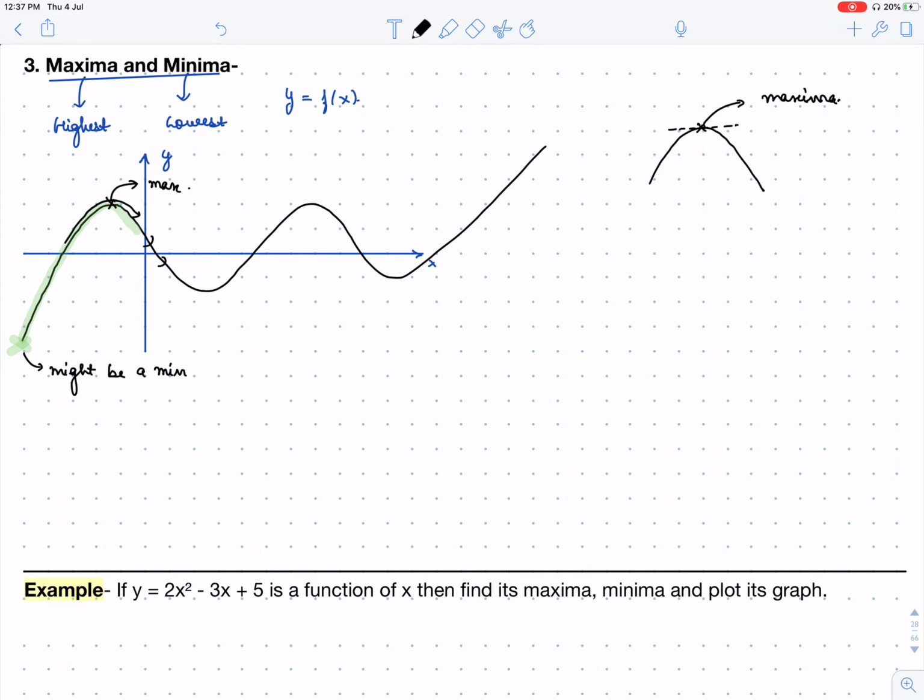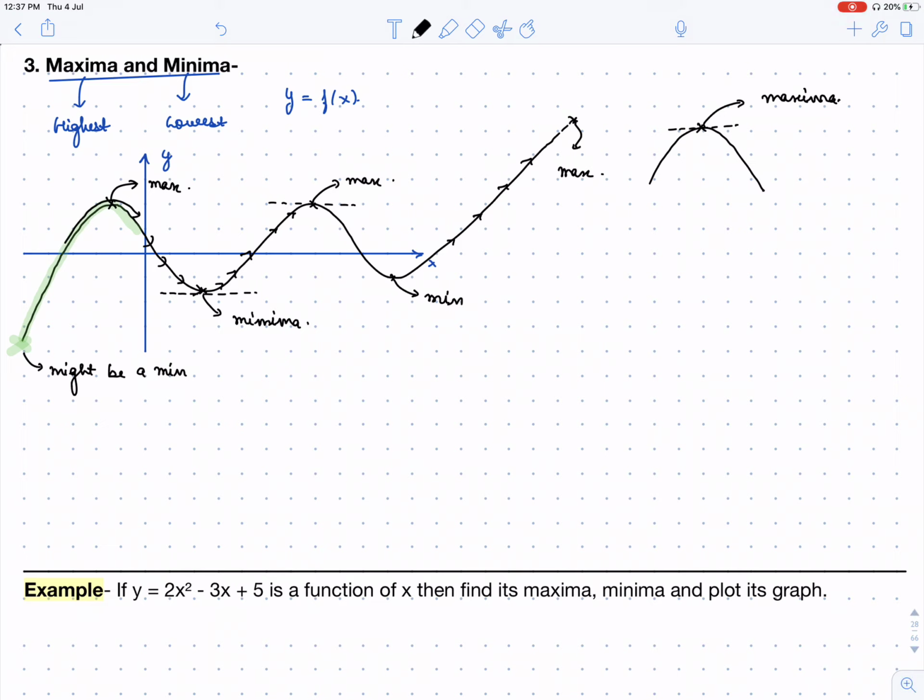Then the graph further decreases, keeps on decreasing, and then suddenly it starts to increase. The point at which it takes a turn is a very deep point, which may be a possible candidate for minima. Then again it keeps on increasing, takes a turn, which may be a possible candidate for maxima. Similarly, this may be a possible candidate of minima. And beyond that, the graph keeps on increasing, and so on. So this may be a possible candidate for maxima.